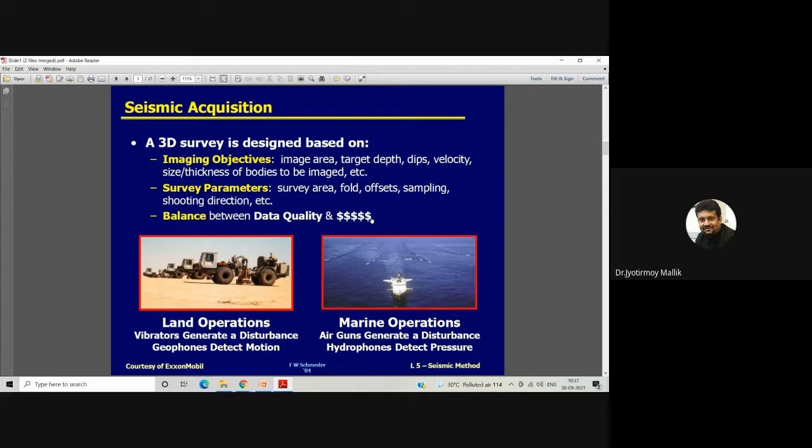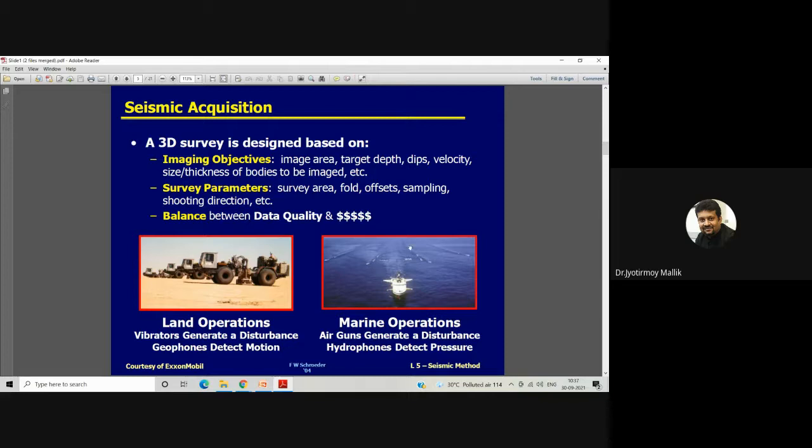So the data quality is directly proportional to the money invested, because the more seismic data you acquire, the better resolution you get. As simple as that. Let me also tell you, the lowest resolution that you get from seismic is around 20 meters. So 20 meters means anything which is closer than 20 meters cannot be resolved through seismic.